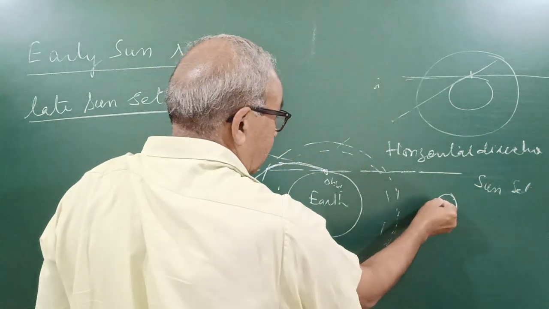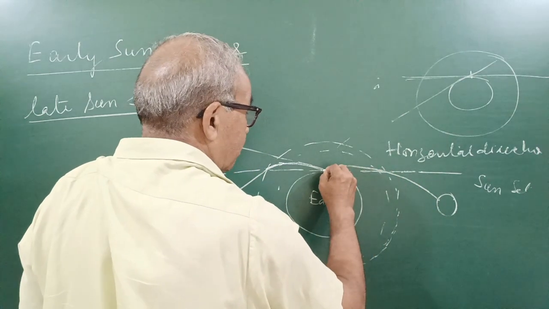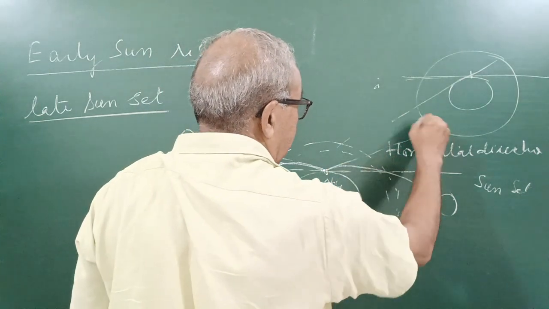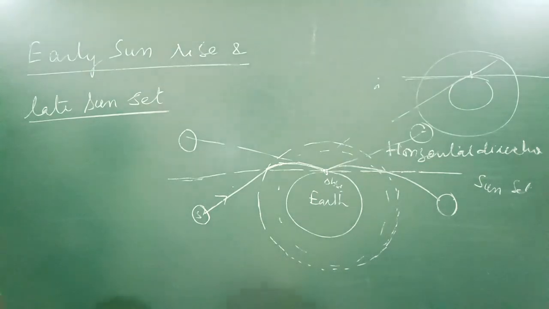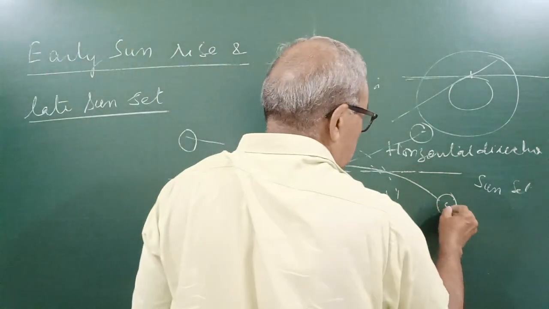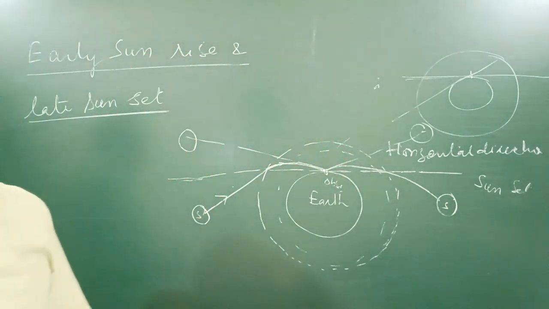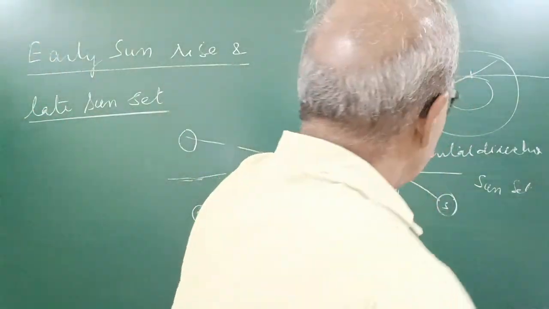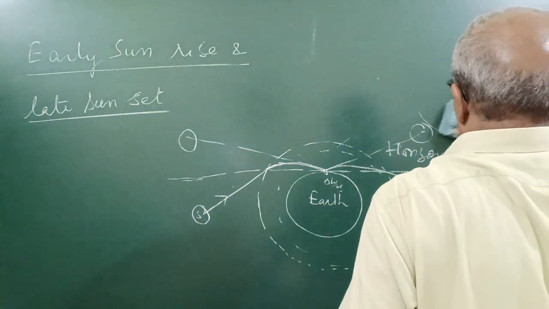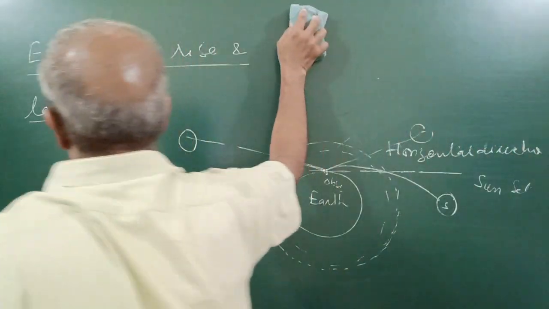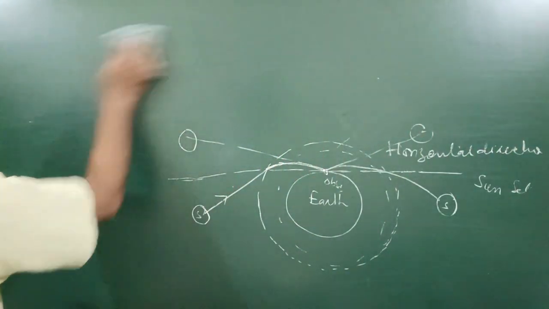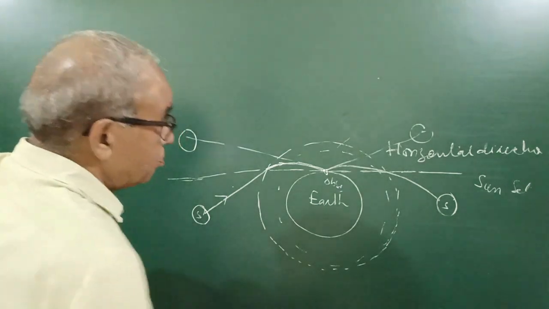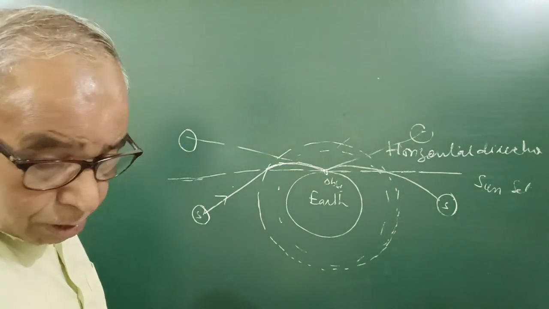So light is coming like this, and appears to come from this point, and the sun appears above the horizon. So the sun has set, but we still are able to see the light from the sun, and we see that at sunset time we have light for a sufficiently longer time. So this is the fundamental of sunrise and sunset.